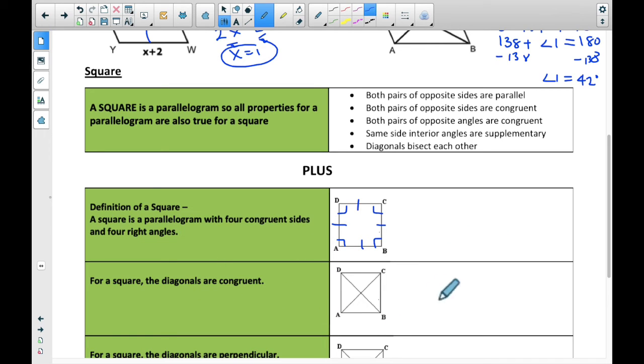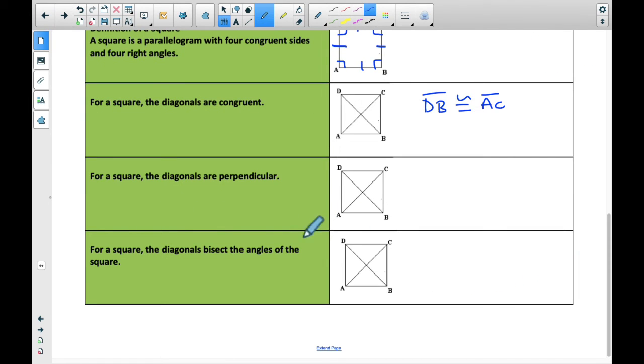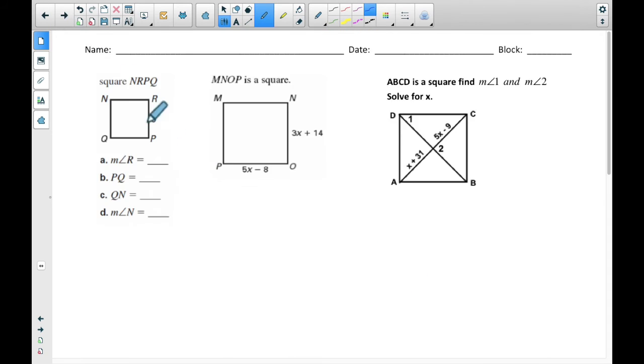The diagonals are congruent. So once again, DB is congruent to AC. Also, for a square, the diagonals are perpendicular, just like they are for a rhombus. And finally, the diagonals bisect the angles of the square, just like they would for a rhombus. If these have to be 90 degrees on a square, then if it bisects them, aren't each of these 45? Okay, so just keep that in mind. All right, let's go to the next page and we'll do a couple more examples.